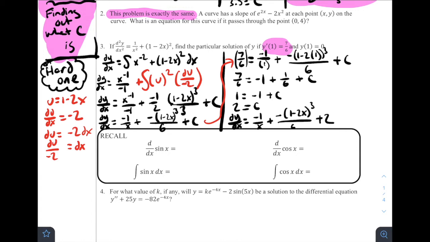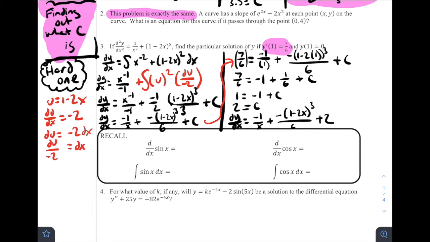Now here's the thing that makes this tough. This is essentially where we would stop if they were just asking us to find the first antiderivative for this, but they want us to find what y is. And we've just found out what dy dx is, which means we need to go through this process one more time in order to do that.